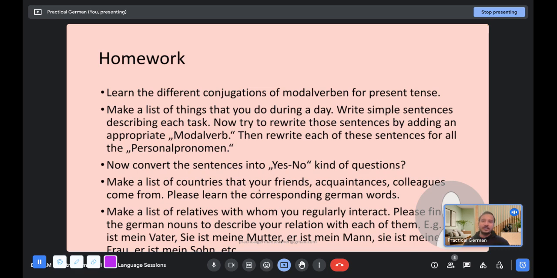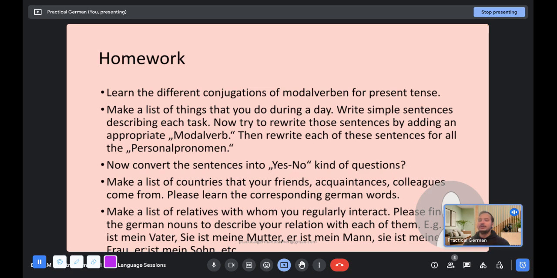Please make a list of countries that your friends, acquaintances, colleagues come from, people who are relevant to you. Please learn the corresponding German words. What do you call those countries? It should not be that difficult to do. Make a list of relatives, with whom you regularly interact, people who matter in your life, not some random uncle. Please find the German nouns to describe your relation with each of them. Father, mother, husband, wife, and so on.